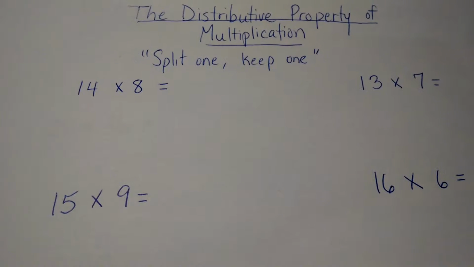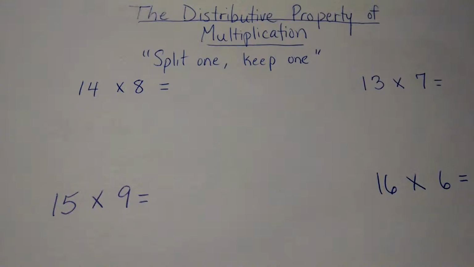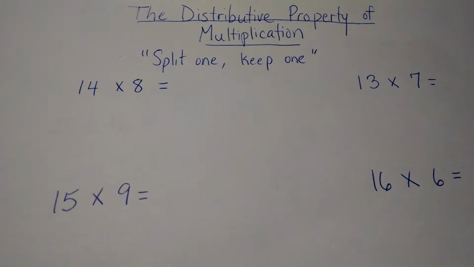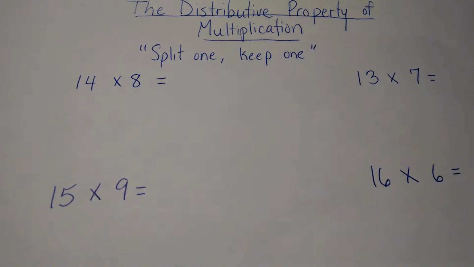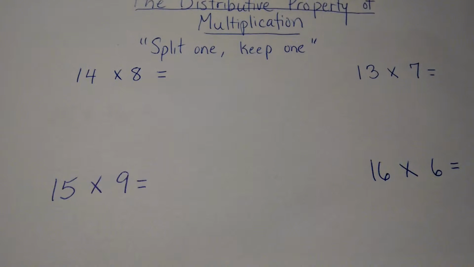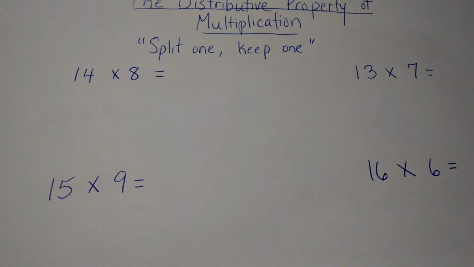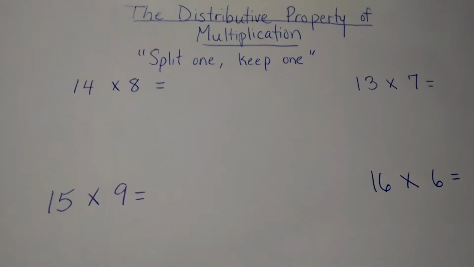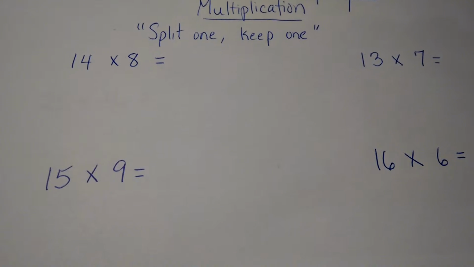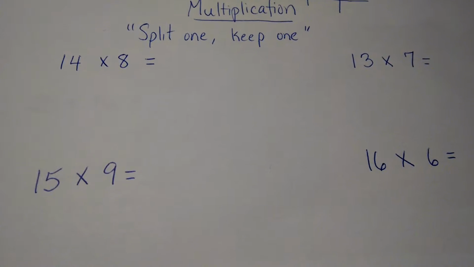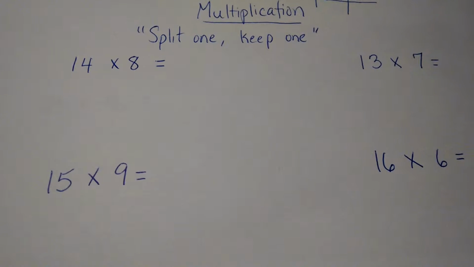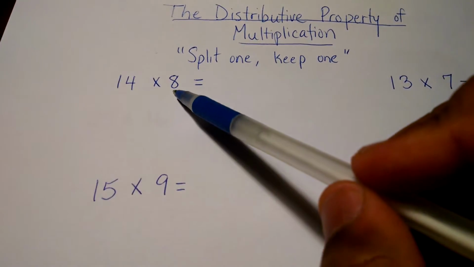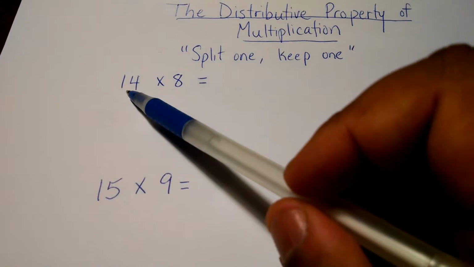This is going to be part one of our distributive property of multiplication video segments. We've been learning about this property of multiplication for about a week and a half now, and I want to give you a quick review of the distributive property of multiplication and how you would use it to solve problems such as these. So split one, keep one. That's what you need to remember. You're going to split one of the factors and keep one of the factors. So one of the factors will be shared and the other one will split.